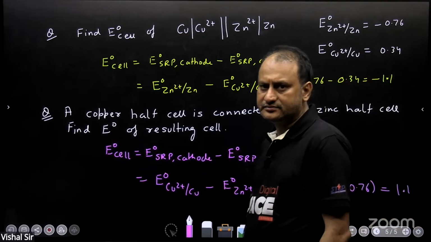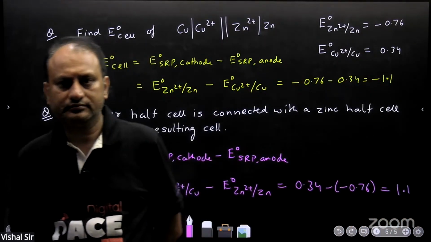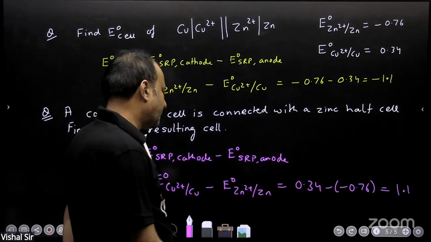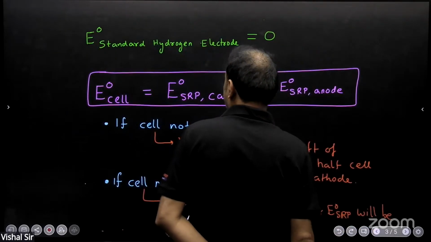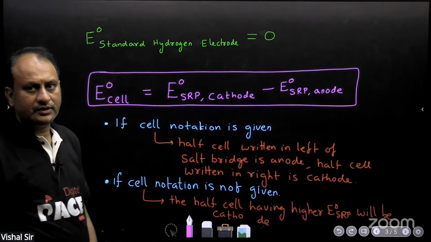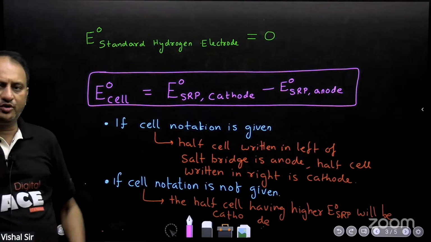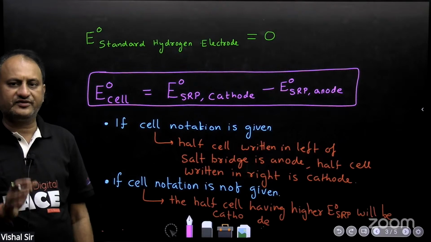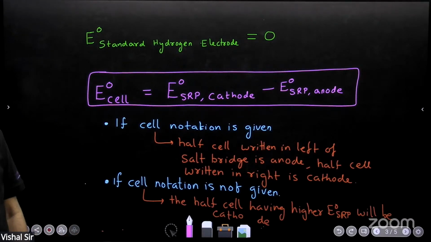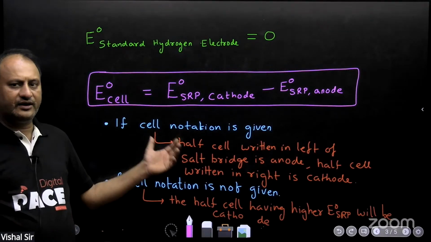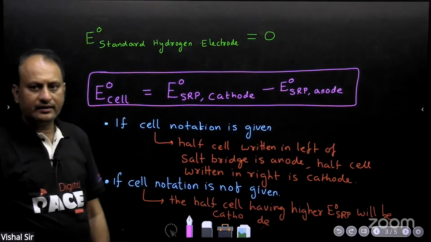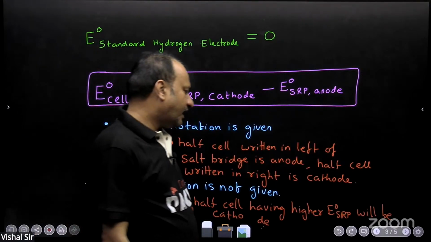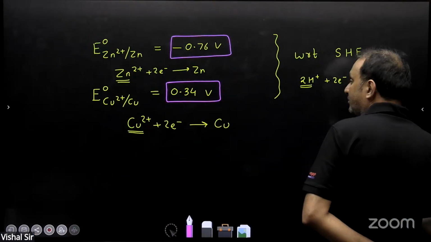Is this clear? So 2 points which you need to remember clearly. Again, I am coming to that, showing you. If notation is given, follow the notation. Half cell written in left to salt bridge is anode. Half cell written in right to salt bridge is cathode. If cell notation is not given, then the half cell having higher SRP value is cathode.